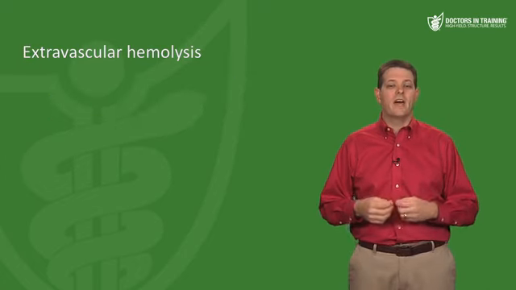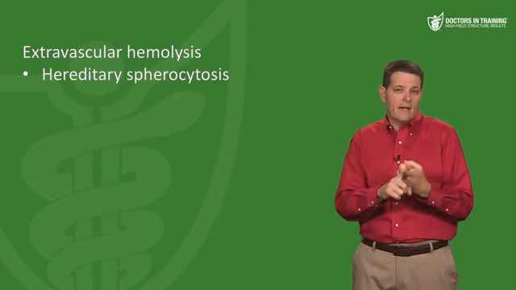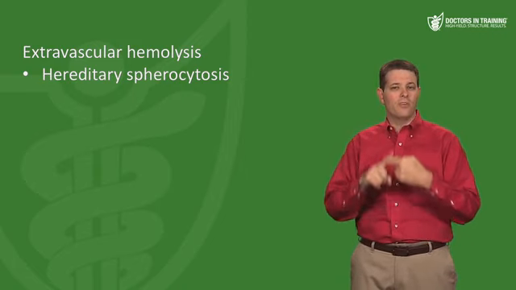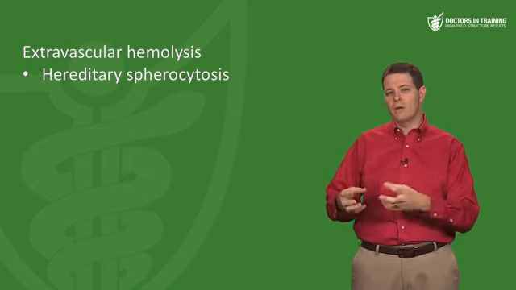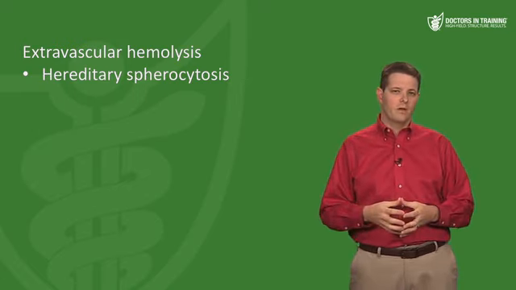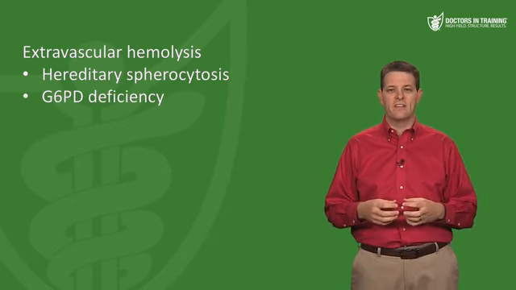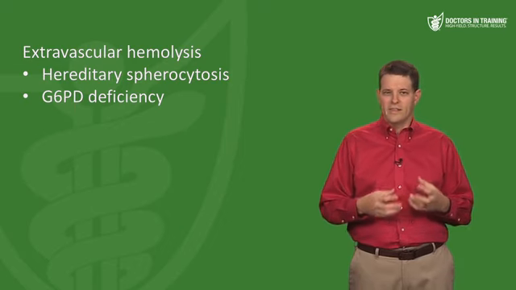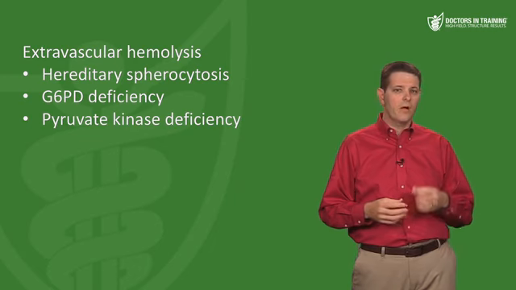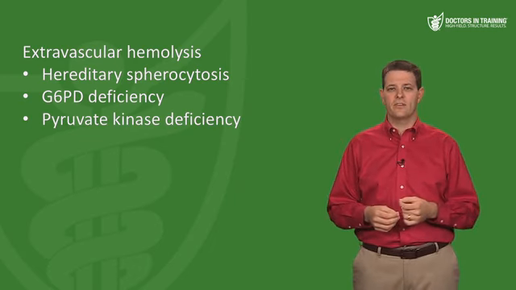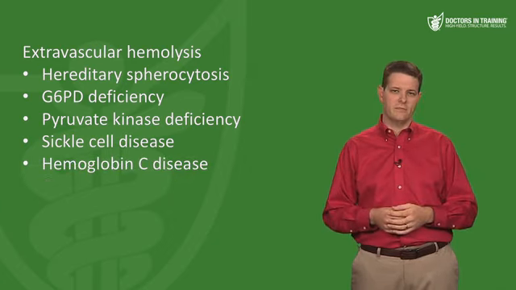And then what diseases cause extravascular hemolysis? Well, there's hereditary spherocytosis. In that case, the spleen is going to recognize these abnormal, dysfunctional cells. Those cells are going to get pulled out of circulation and then destroyed by macrophages in the spleen. Extravascular hemolysis is also seen in G6PD deficiency, where the red cells are sensitive to oxidative damage. That's actually going to cause both extravascular and intravascular hemolysis. Pyruvate kinase deficiency causes extravascular hemolysis, and so do sickle cell disease and hemoglobin C disease.